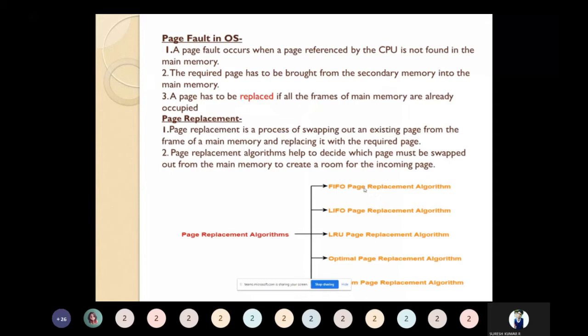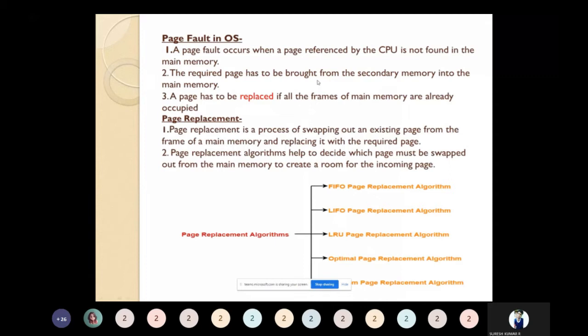Now we're going to see the page replacement algorithms. Many page replacement algorithms are there. Before we see them, we have to understand what a page is and what a page fault is in OS. That is the main concept we have to understand first. Page fault: what does it mean?